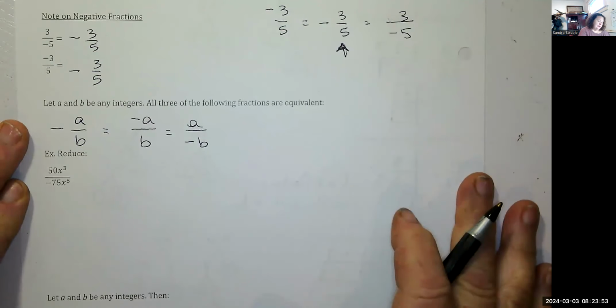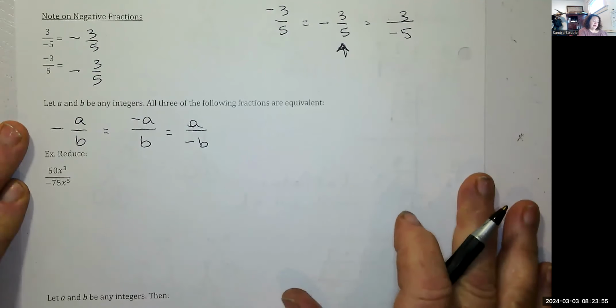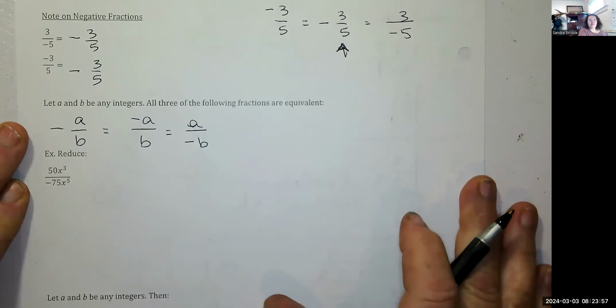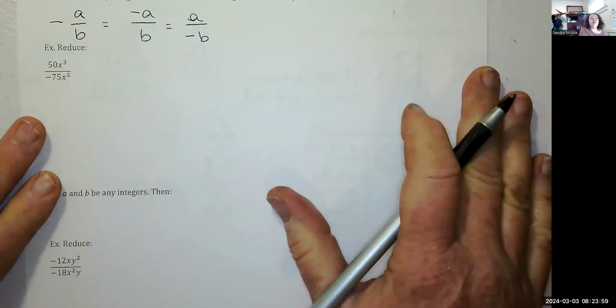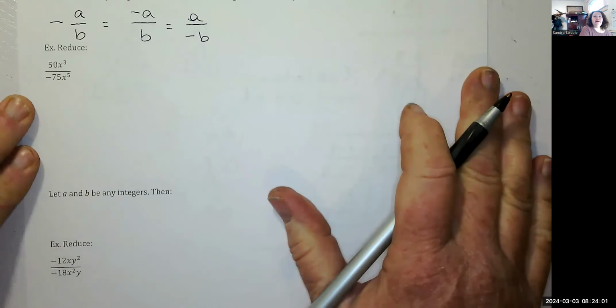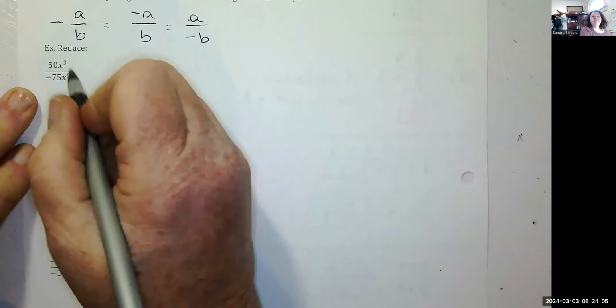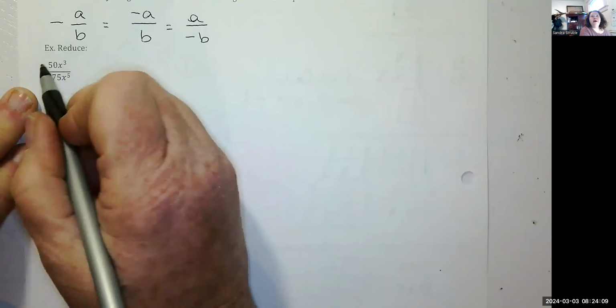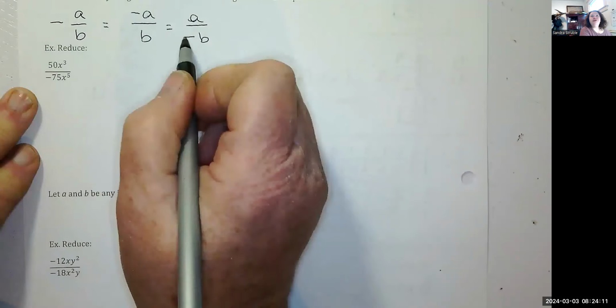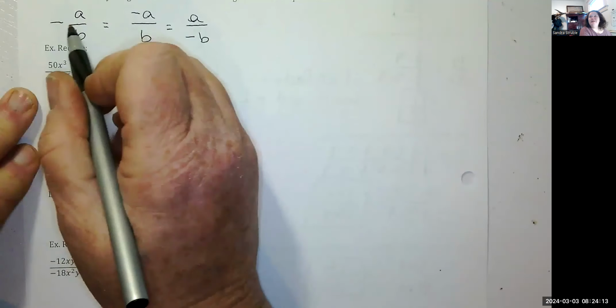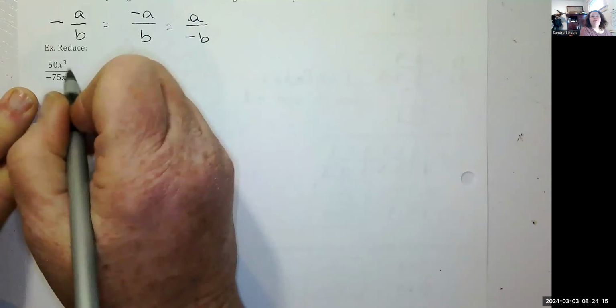The next one says to reduce 50x cubed divided by -75x to the 5th. This would be a great one for you to attempt on your own. The only thing different that we're dealing with here is a positive and a negative. And we already know that a positive in the numerator and a negative in the denominator is going to make the whole thing negative. So that's going to be a non-issue.